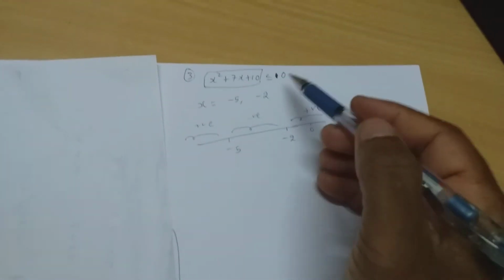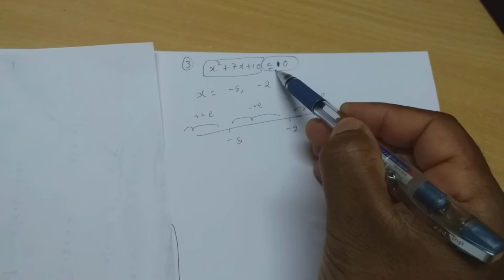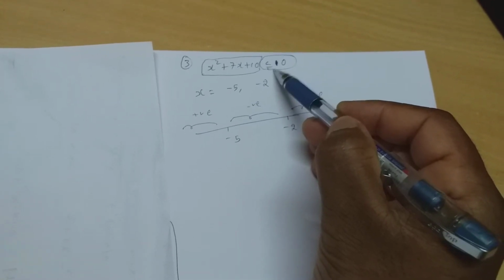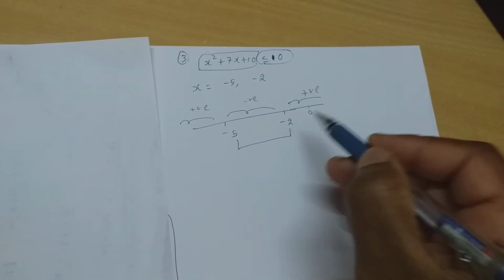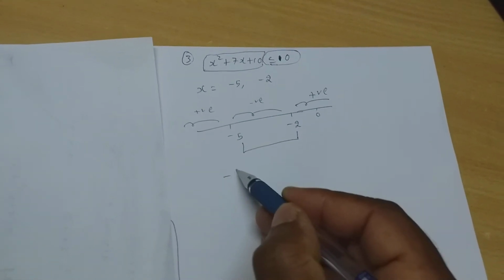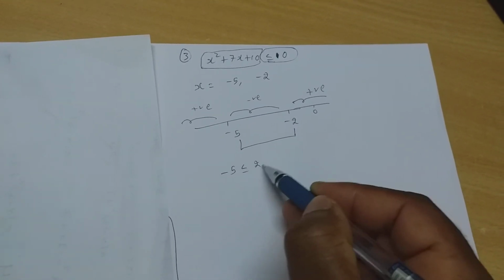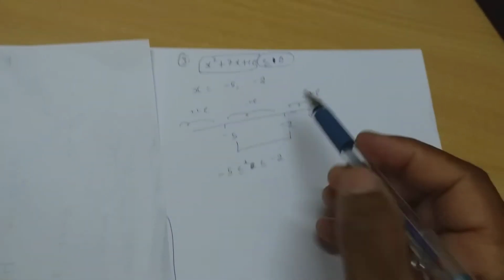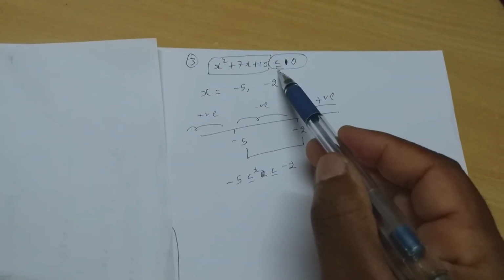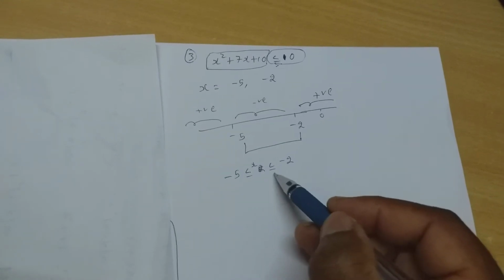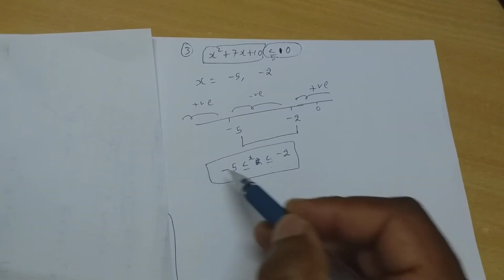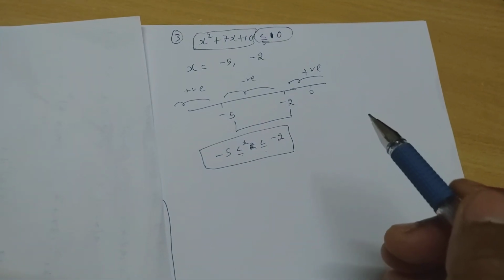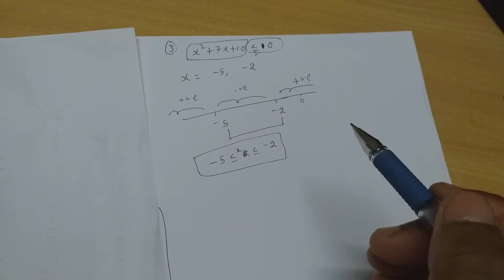Now what is the inequality? It's less than 0, meaning negative. So wherever it's negative, that is the answer. It's negative between these two. So that is the answer, which is minus 5 less than or equal to x less than or equal to minus 2. Since you have the equal to symbol over here, you need to put equal to signs over here also. This is the answer. Did we understand till here?